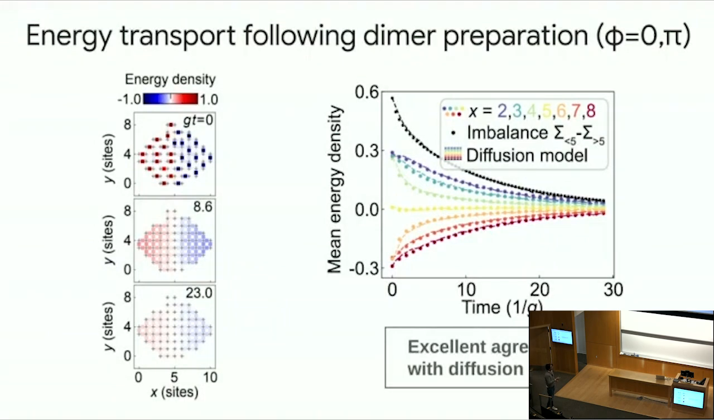But we don't need to stop there. We can now prepare 2 different types of dimers. So we can prepare some low energy ones on the right side, some high energy ones on the left side. And now we can take it much further. Now we can really watch energy transport from one side to the other. Notice how the time scale is now much, much longer. It's more than an order of magnitude longer to really finish the dynamics here.